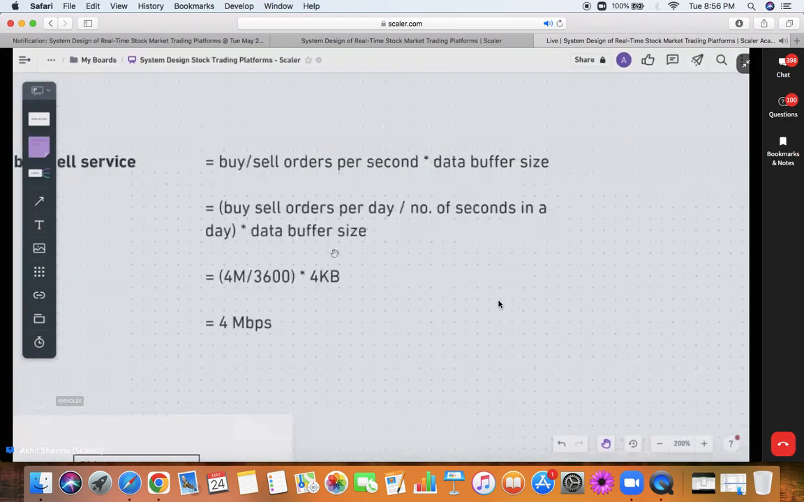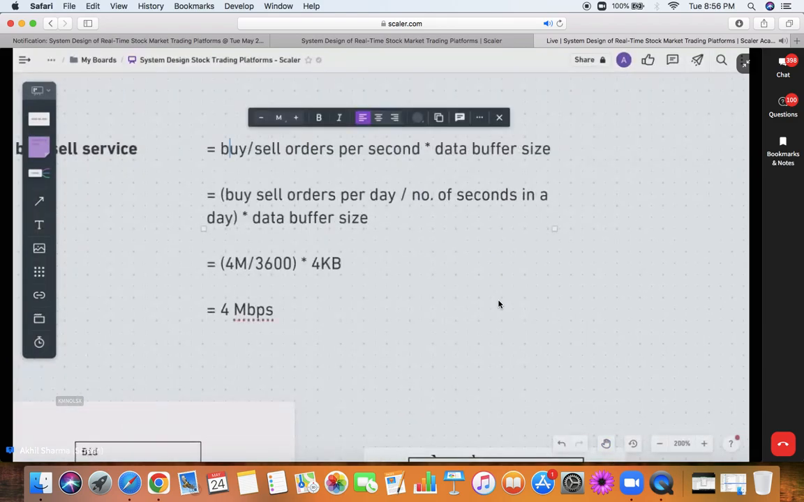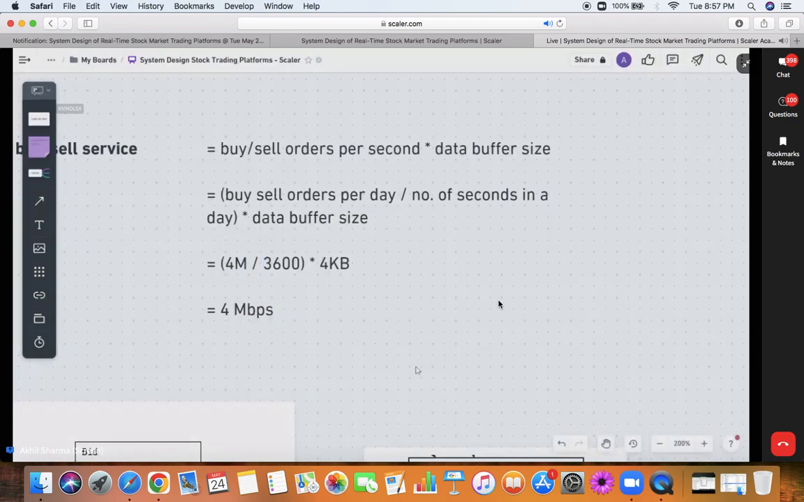How do you find bandwidth? You'll say there are buy and sell orders per second into data buffer size. How do you get the buy and sell orders per second? You'll say that you have buy and sell orders per day divided by number of seconds in a day, multiplied by this data buffer size. So basically, buy and sell orders per second become equal to buy and sell orders per day divided by number of seconds in a day. So number of seconds in a day we know is 3600. And buy and sell orders per day we know is 4 million.